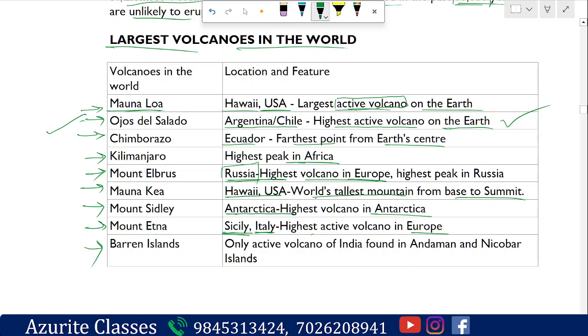Next is Barren Island. That is Barren Island, the only active volcano in India, found in Andaman and Nicobar. If you want to visit a volcano, you can go to Andaman and Nicobar and see this volcano. In India, only one place. Where in India is the volcano? Andaman and Nicobar Islands, on Barren Island. Got it? Understood?